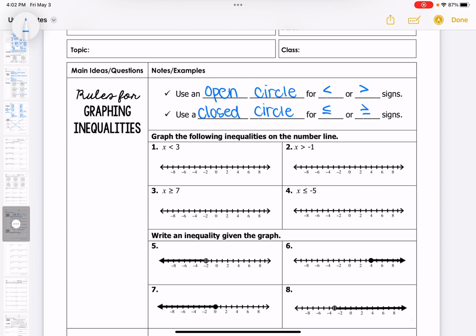Today we're just going to be graphing them and solving linear inequalities, and then it's going to get a little bit harder as we go through.